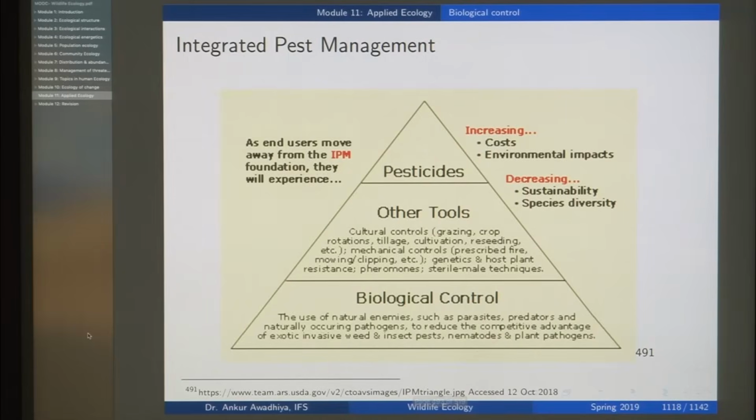which brought us to integrated pest management, which says that biological controls, cultural controls, mechanical controls, genetic controls, sterile male techniques, pesticides, everything has to be integrated in the pest management system, so that we are able to get the maximum yield with the minimum cost and minimum environmental impacts.